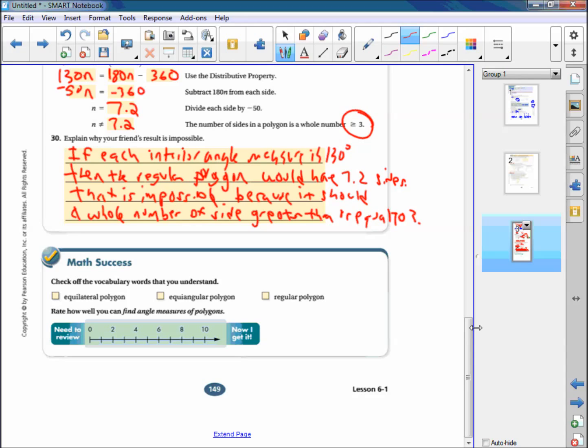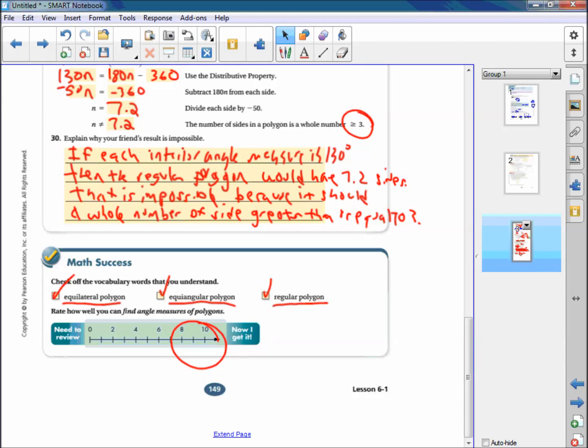All right, that concludes our notes for the day. So check off the vocabulary words that you understand. So hopefully you have equilateral polygon down. That's all of the sides are the same. An equiangular polygon, that's all of the interior angles are the same. And a regular polygon, which is a combination of both. Okay, and then how well can you find the angle measures of a polygon? So that's talking about the total interior or the exterior. Hopefully you're in here somewhere. If not, you want to go back and watch the notes again. I'll see you in class next time.